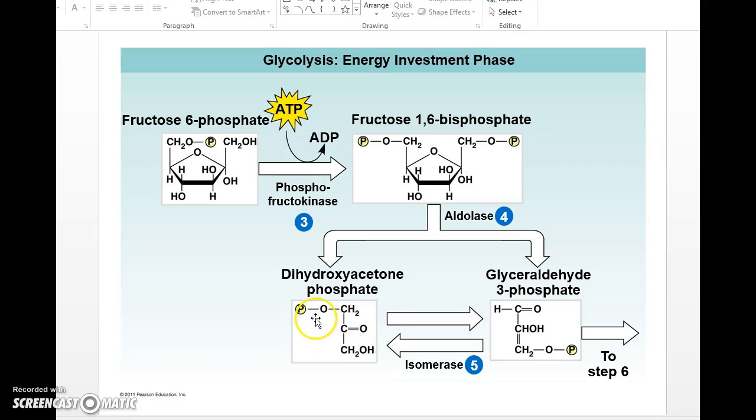Now, dihydroxyacetone phosphate and glyceraldehyde 3-phosphate, they are isomers, so you can interconvert them. And most of the time in glycolysis, it's the glyceraldehyde 3-phosphate that is used in the process. So DHAP is converted into glyceraldehyde 3-phosphate. So now you have 2 molecules of glyceraldehyde 3-phosphate over here. This glyceraldehyde 3-phosphate then converts into 1,3-bisphosphoglycerate. So let's look at that process.